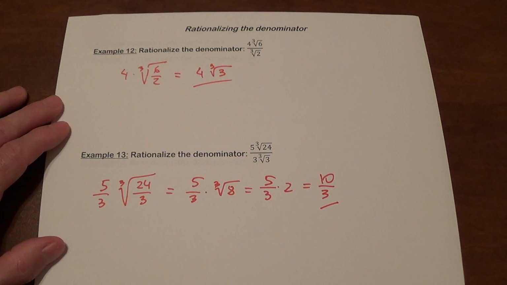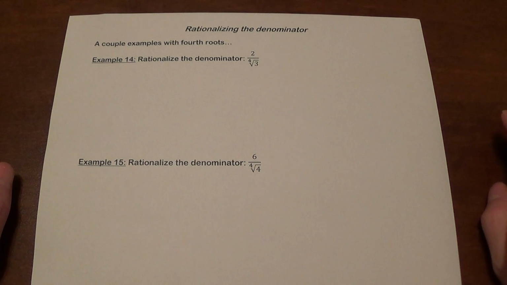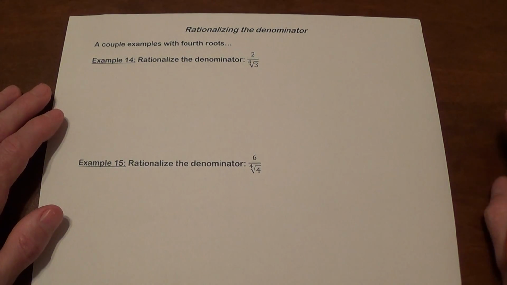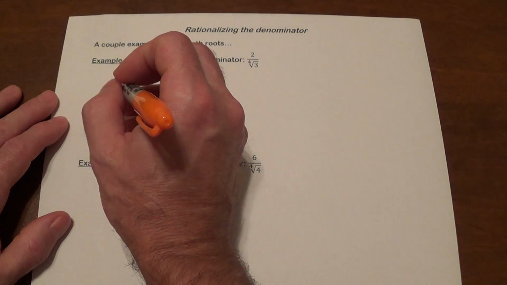Okay. I have a couple more examples with fourth root. So when you try to rationalize a fourth root, as I hope you're beginning to understand, when we had a square root, we multiplied by 1 more square root. When we had a cube root, we multiplied by 2 more cube roots. When we have a fourth root, we're going to have to multiply by 3 more, because you're going to have to get a total of 4 of those quantities there.